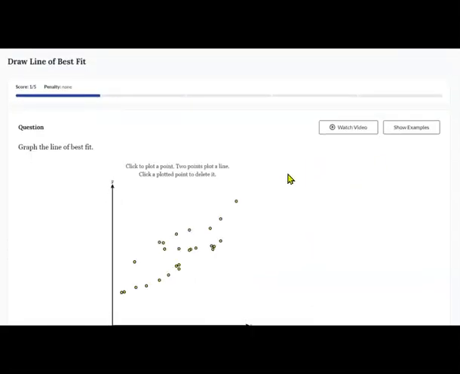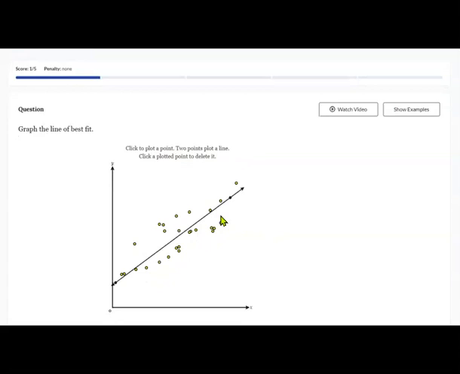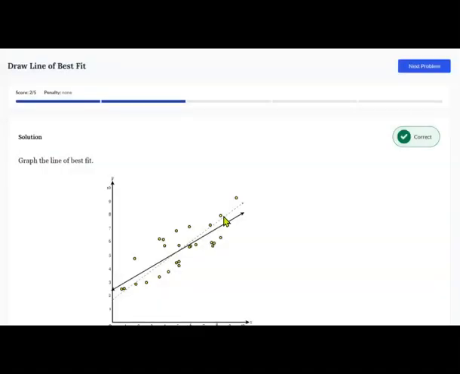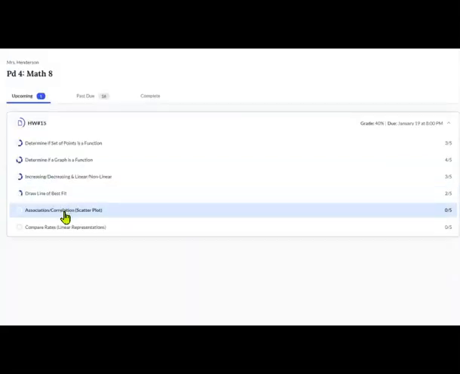Let's try it again. I think I want it to go from here to there. And if I don't like it, I can just click that dot again, twice, and I can start over again if I want the line to be a little bit lower. Let's see how we did. Not too shabby.